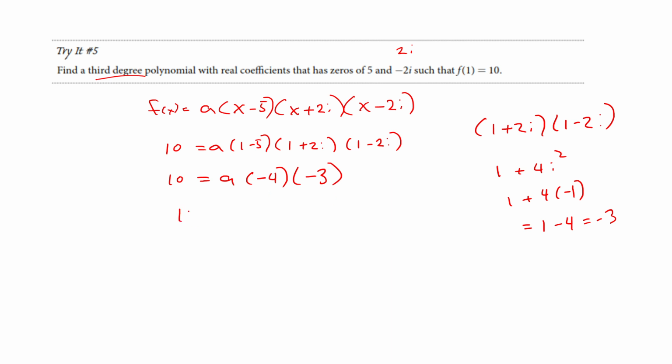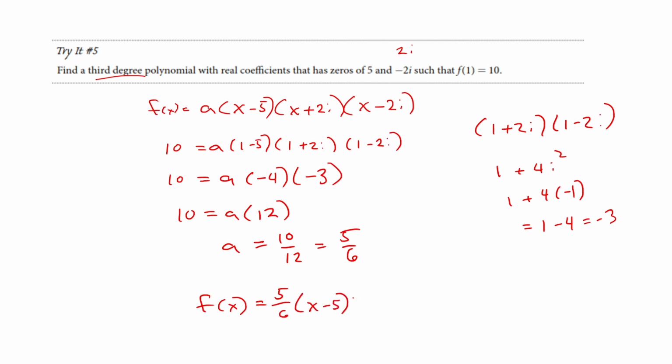Now we just keep going. I've got 10 equals a. That's 12. So a is going to be 10 over 12, or 5/6. Okay, now in their example, they went ahead and multiplied that all the way through. I don't have any problem with you just leaving it like this. It's a much more useful form with it factored like that. And so that would be my function. And I've got a degree of 3 because I've got the 3 x's.